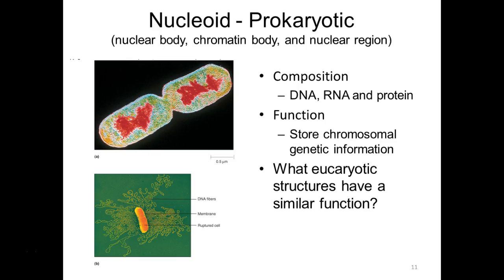The nucleoid is a term I will always use for the region where the chromosome is located. And what the chromosome actually is, is DNA, but also the RNA is there, right, that's being made from the DNA, as well as protein complexed with it. The function of this area is, of course, to store the genetic information.